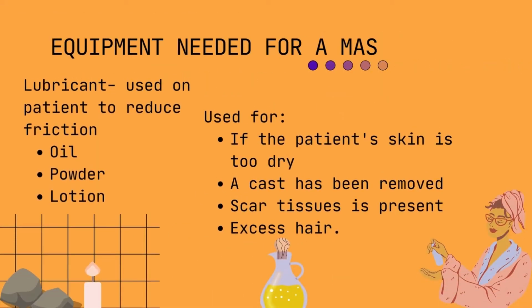Lubricant will be used on the patient to reduce friction. It is mostly in the form of oil, powder, or lotion. It is used when the patient's skin is too dry, a cast has been removed, scar tissue is present, and there is excess hair.